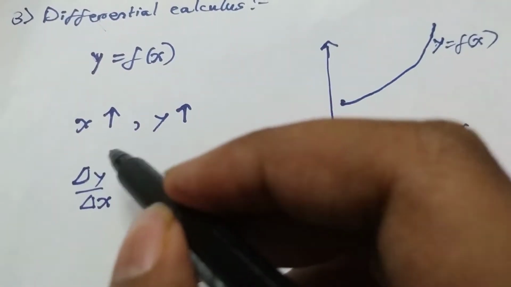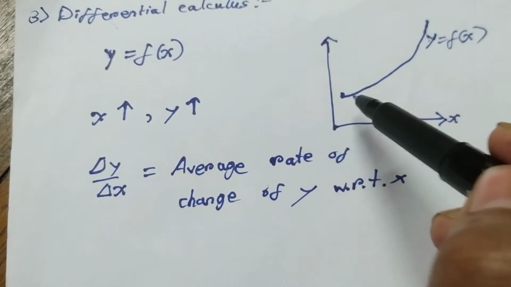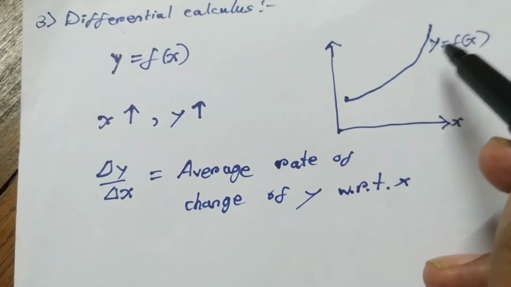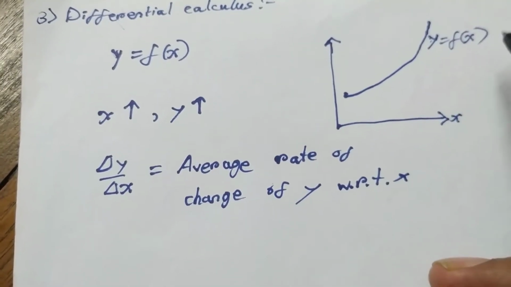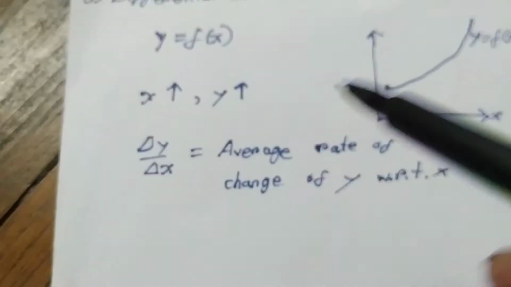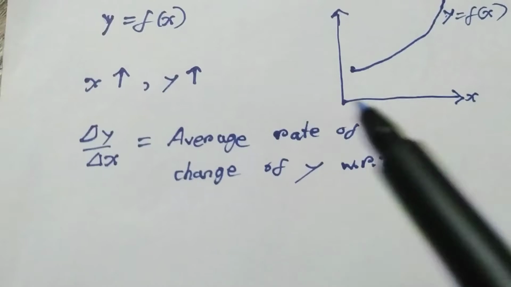Now what is del y? Del y is the change in y and del x is the change in x. If we change x slightly, the value of y also changes according to the function y equal to f(x), because if the value of x changes, then we put it in f(x), then the value of y also changes. So del y divided by del x is the average rate of change of y with respect to x.